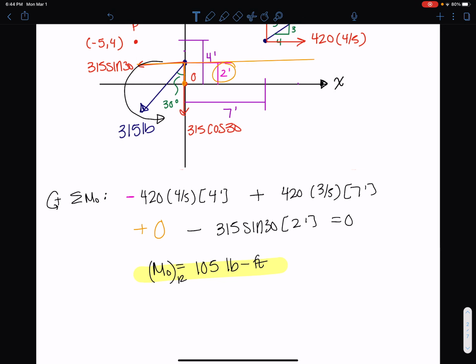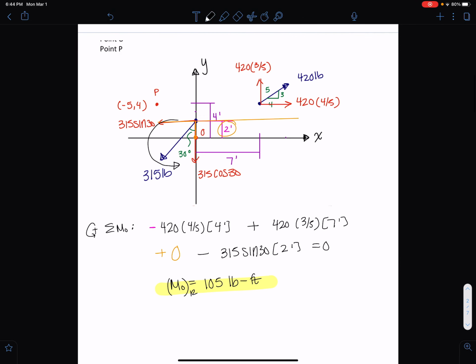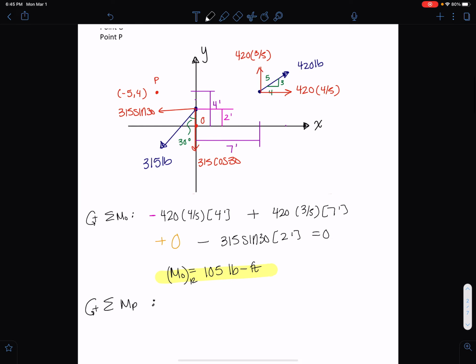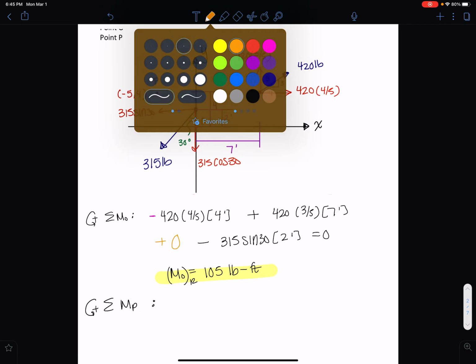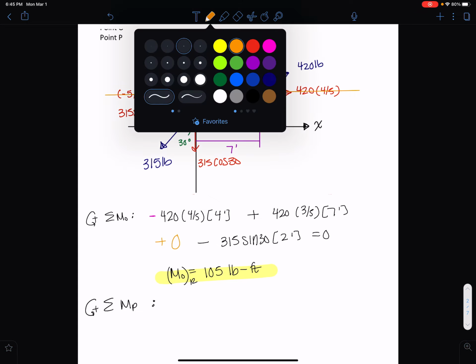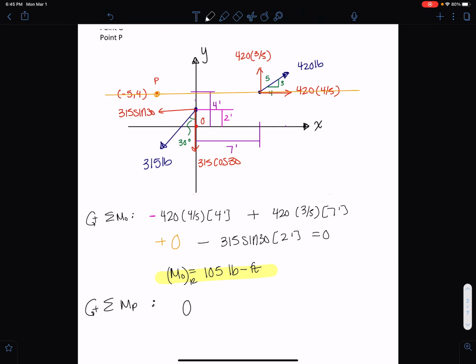Okay, if we want the sum around point P, very similar process here. Counterclockwise is positive. I'm going to do the exact same thing. Draw a line through the line of action for 420 times 4 over 5. It intersects with point P, so that one is 0.